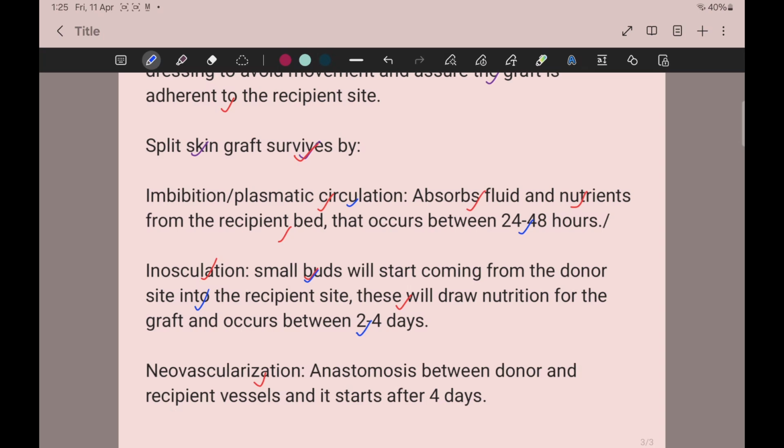So, the survival methods of the split skin graft. The first method, which occurs earliest, is imbibition or the plasmatic circulation, between the first 24 to 48 hours. The second is inosculation, which occurs between the first 2 to 4 days, and the third is neovascularization, in which anastomosis between the donor and the recipient vessel is done, and it starts after the first 4 days. We have to learn these steps by the nature of their occurrence and by the duration of their occurrence.